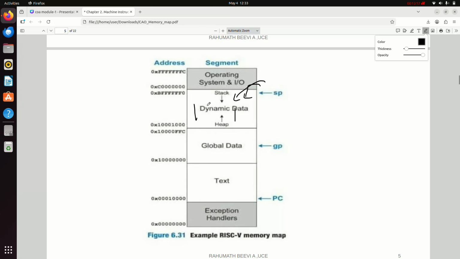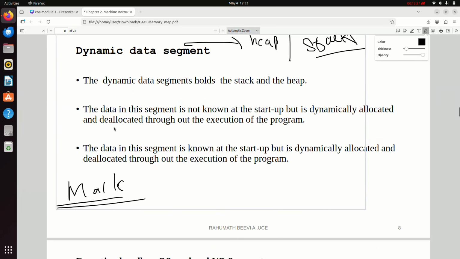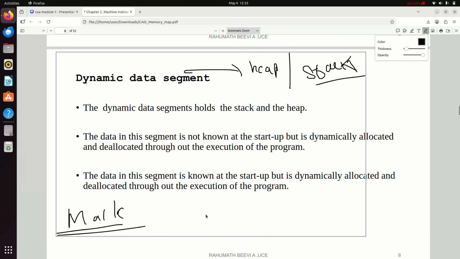Okay, so here memory can be allocated and deallocated dynamically. That is why it is called the dynamic data section. Memory is allocated and deallocated dynamically through the malloc function and through the function calls in the stack. That is what you have to understand. Through malloc, basically this happens. This is what the dynamic data segment is.